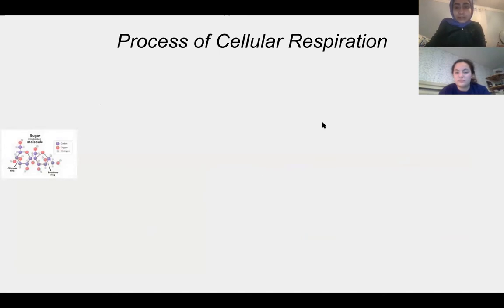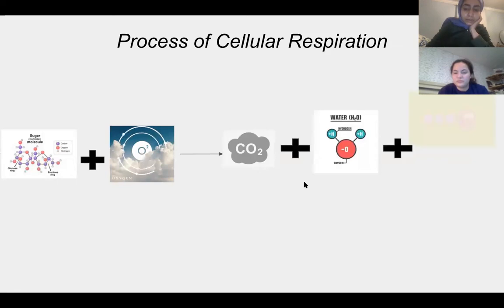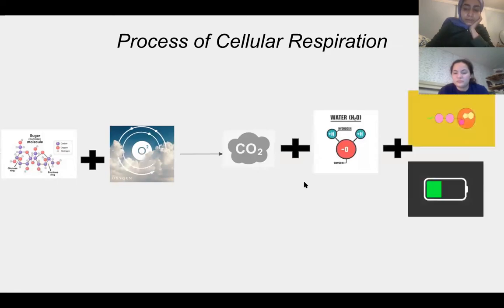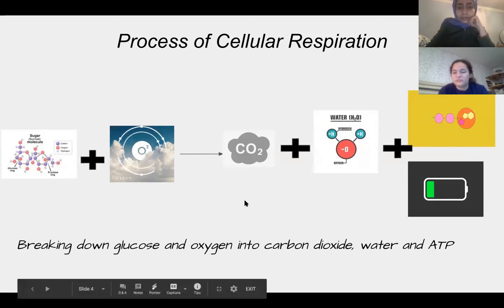So this here shows the process with sugar and oxygen producing carbon dioxide, H2O, and ATP. So breaking down glucose and oxygen into carbon dioxide, water, and ATP. And that's the process of cellular respiration to provide energy.